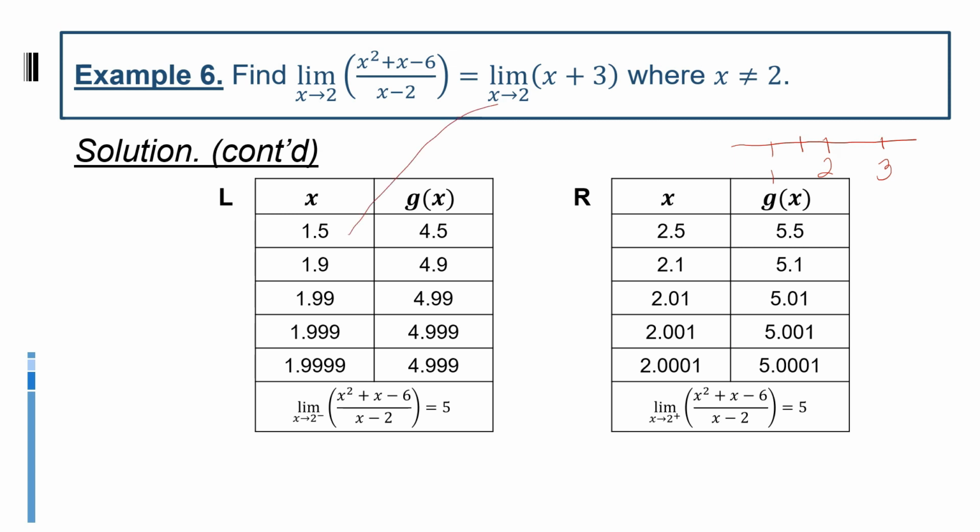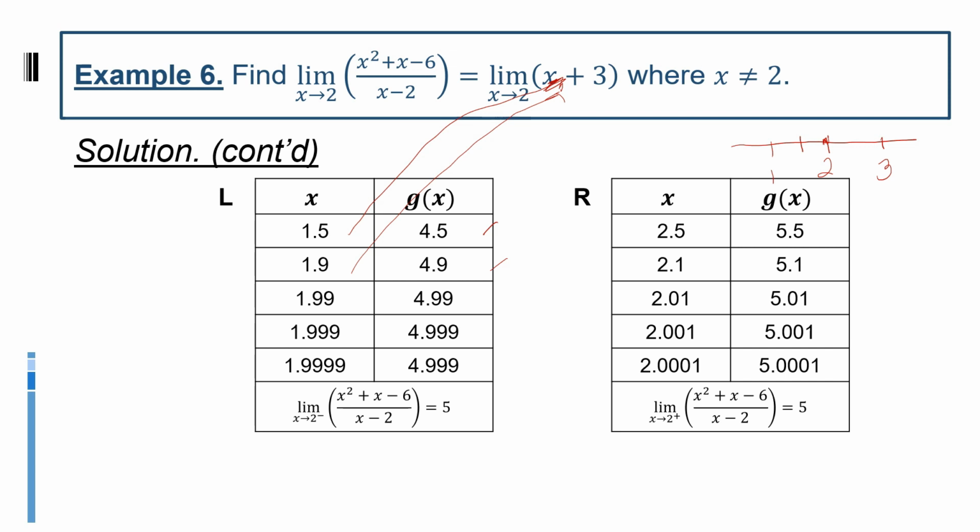And plugging in into the function, that is 4.5. Ngayon, palapitin natin, we have 1.9. Plugging in, we have 4.9. Mas palapitin pa natin, we have 1.99, and we will get 4.99. And 1.999 will give us 4.999, while 1.9999 will give us a value of the function as 4.9999.